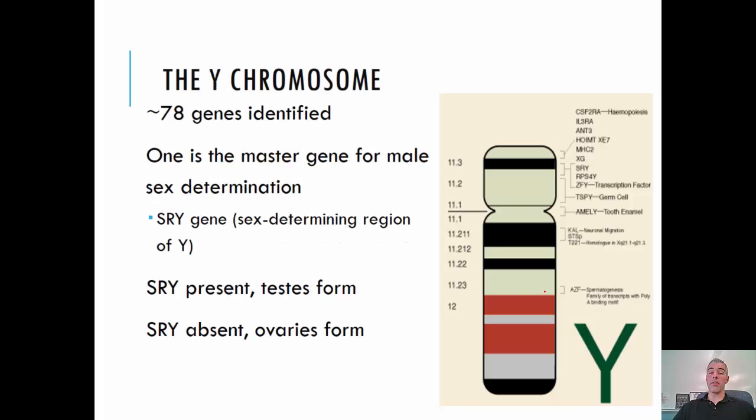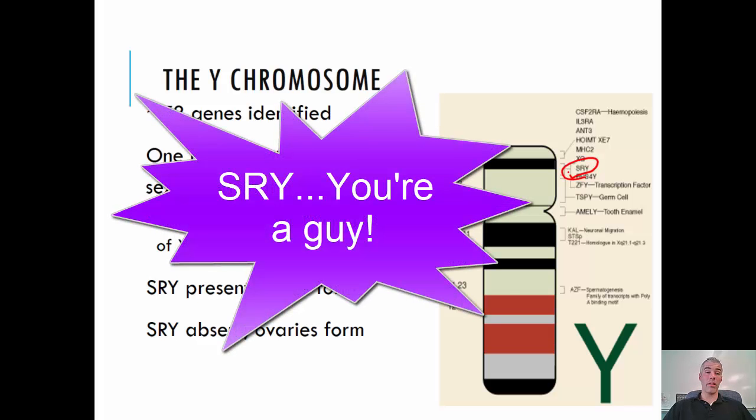The Y chromosome, on the other hand, is much smaller. There are only about 78 genes identified on the Y. But the one gene that's super important is called the SRY gene, and you can see the SRY gene located right here on the Y chromosome. That determines whether or not you're going to be male. So if you have the SRY present, you will be male. If you do not have the SRY present, you will be female.